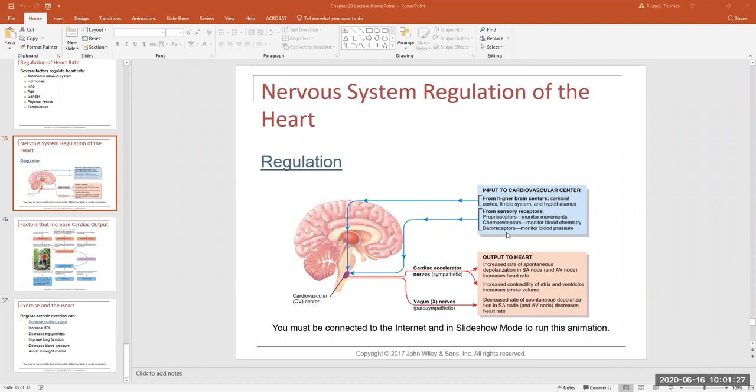And those pressure sensitive reflexes are controlled by baroreceptors and the cardiovascular center. So here's how they work in a nutshell. The baroreceptors are basically stretch receptors in the wall of an artery. They're located in the arch of the aorta. They're located in the carotid sinus, which is the base of the carotid artery where it splits. And so these areas have receptors that are sensitive to pressure in the artery.